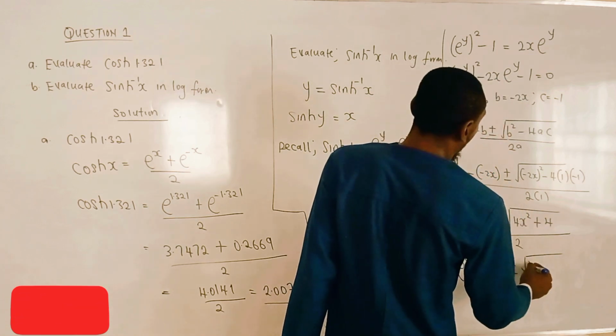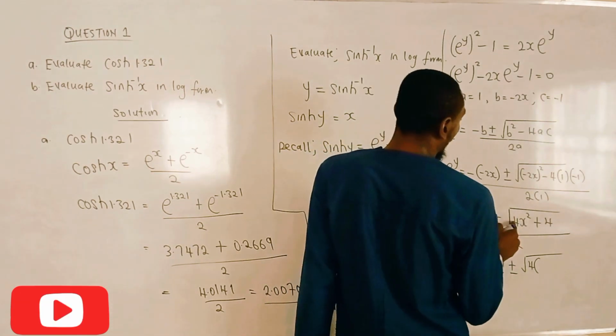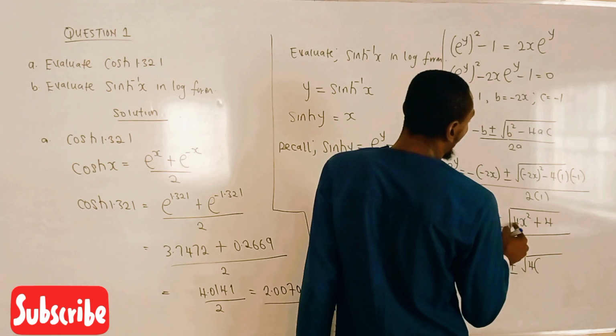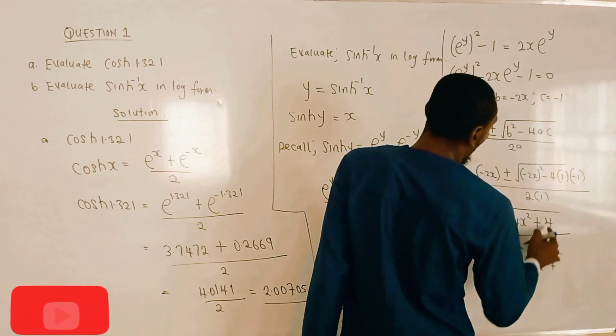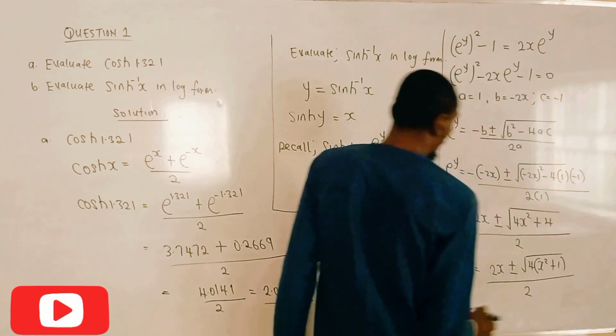4 is common here. We factor out 4. Inside the square root, you can see 4 here, you can see 4 here, so you factor out 4. Factoring out 4, we have x squared plus, of course, 4 going into 4 will give you 1. Okay? All over 2.